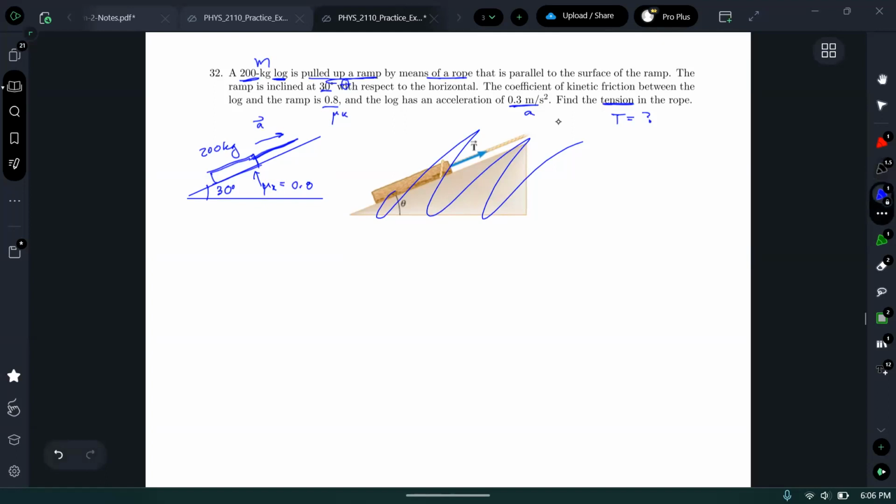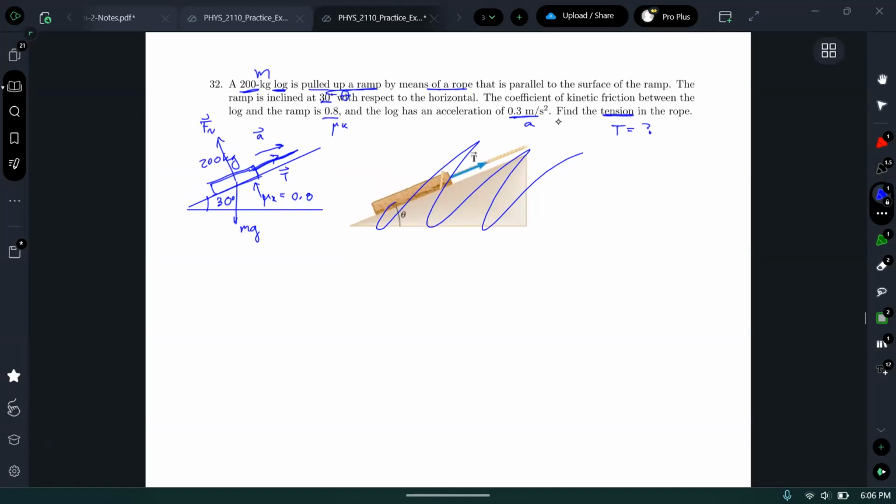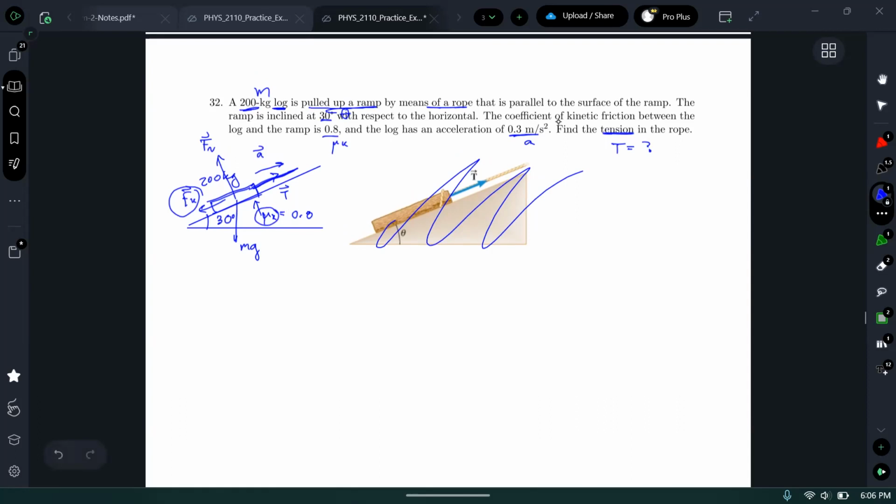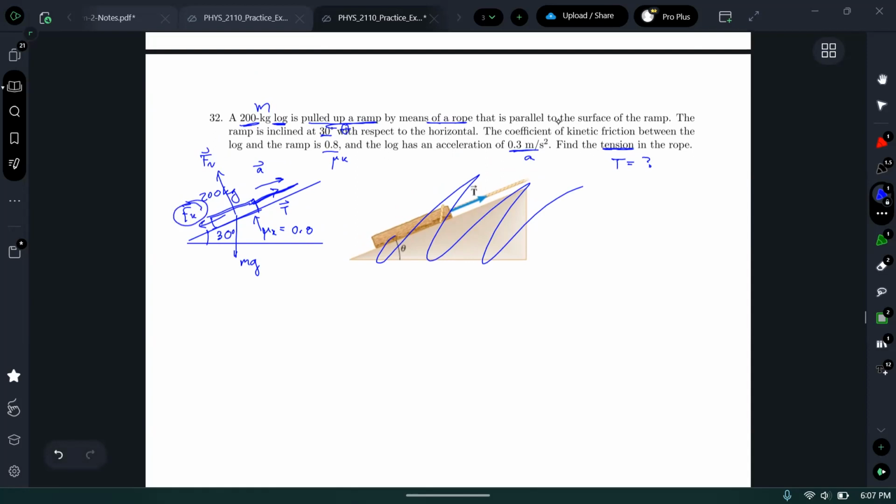I label the forces acting on the log. One is tension. One is weight pulling down. One is normal force perpendicular to the surface. That's why it's called a normal force. And then kinetic friction is opposing the sliding of the log, so it acts down the ramp. Another tip is don't confuse the actual frictional force with the coefficient of friction. They are different things. Only one of them is a force, and so only this one actually goes on a free body diagram.